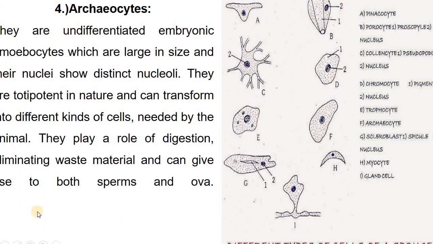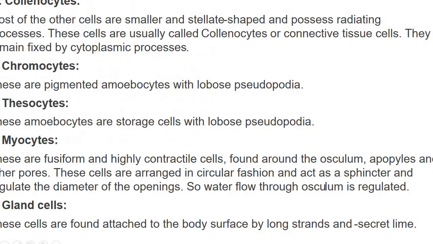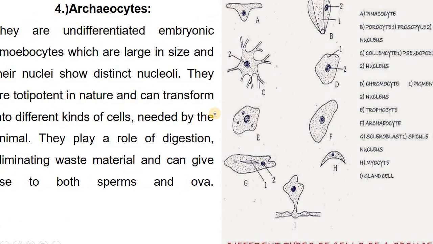Archaeocytes are undifferentiated embryonic amoebocytes which are large in size, and their nuclei show distinct nucleoli. They are totipotent in nature and they can transform to any kind of cells needed by the organism. They play a role in digestion, eliminating the waste, and also can give rise to the sperms and the ovum. So that is the very important characteristic of the archaeocytes.